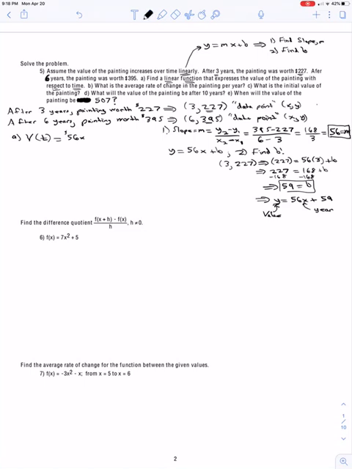Plus the value of b, which is 59. That's the initial value of the painting. So that's going to lead us to other answers.